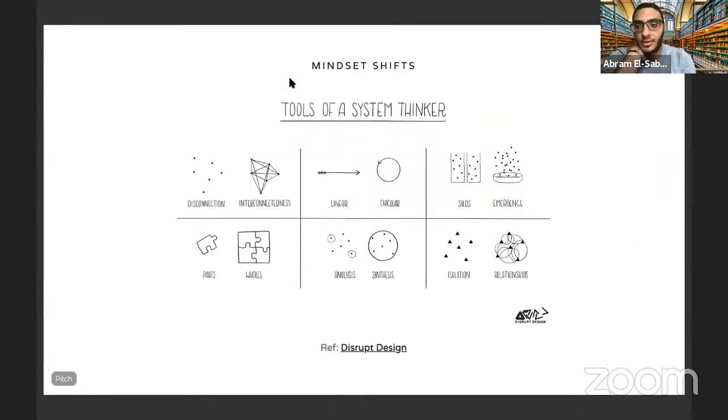So here's the next exercise. I wanted to have a discussion about what other mindsets we typically think of, and what we need to shift to in order to be better at systems thinking.